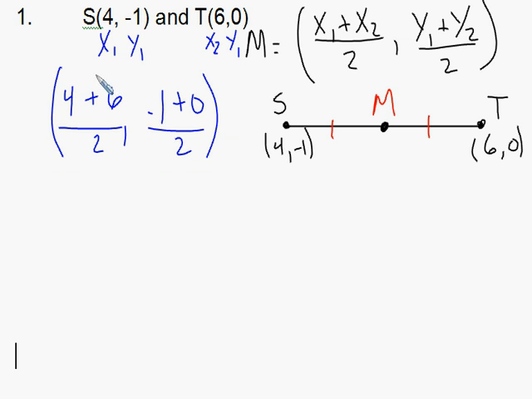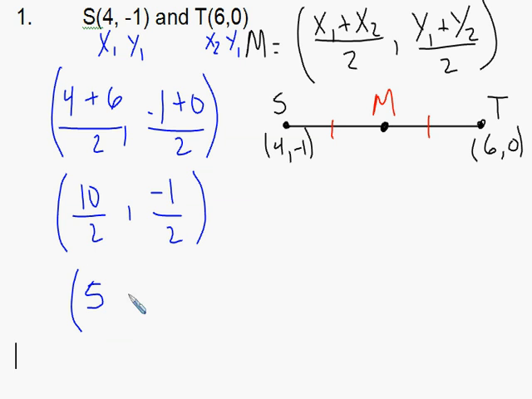Now I begin to combine. 4 plus 6 is 10. -1 plus 0 is -1. And now I simplify. 10 over 2, that's 5. And I'm left here with just -1/2 or -0.5. And there's the coordinates for my midpoint M: 5 and -1/2.